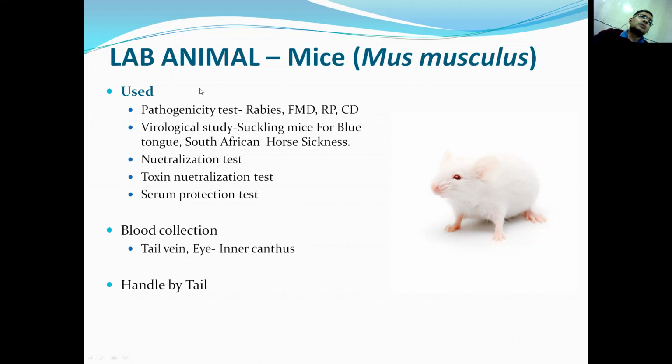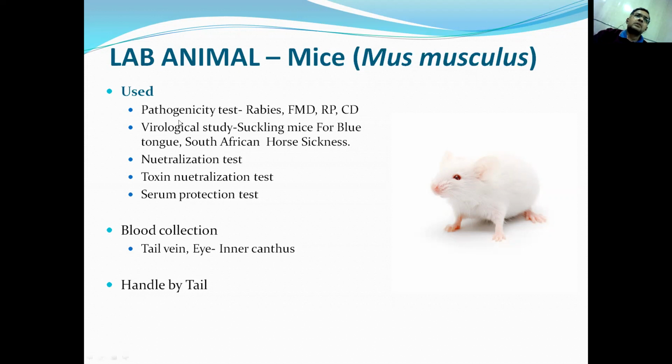So, use of this animal, generally mice. Mice are considered generally the most useful laboratory animal because of their small size and ease of handling. And most studies are generally performed on mice.